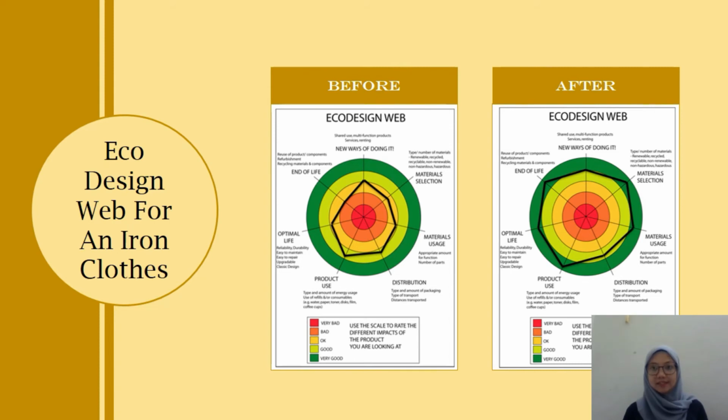After the life cycle assessment, we create each branch of the cycle to build up the eco-design web. These two figures are the eco-design web before and after redesign. And what we can see from the eco-design web before redesign is that this iron box was not sustainable to our environment. So we need to improve the design of the iron box to become more sustainable. Based on the result of the eco-design web, it is shown that the end of life design idea is the most possible to give a huge impact towards sustainability and the environment.